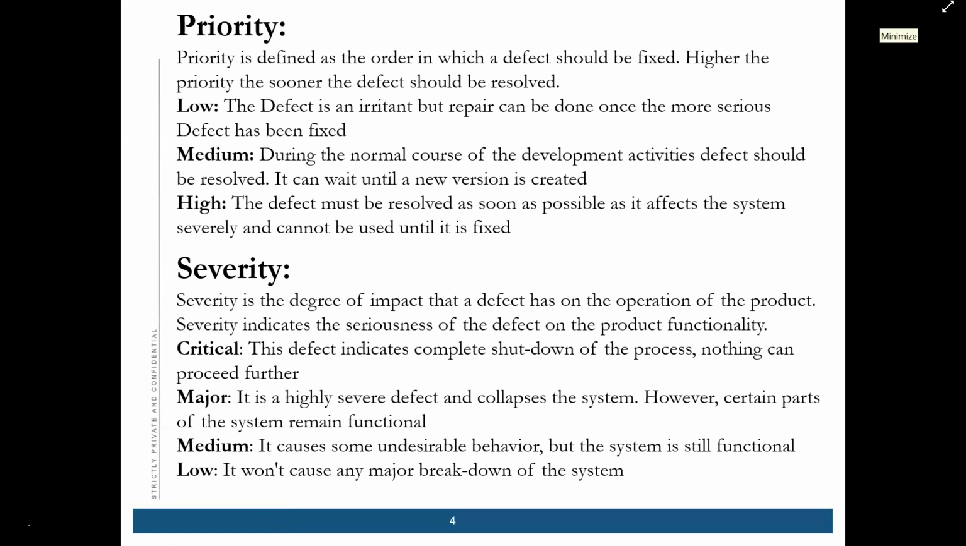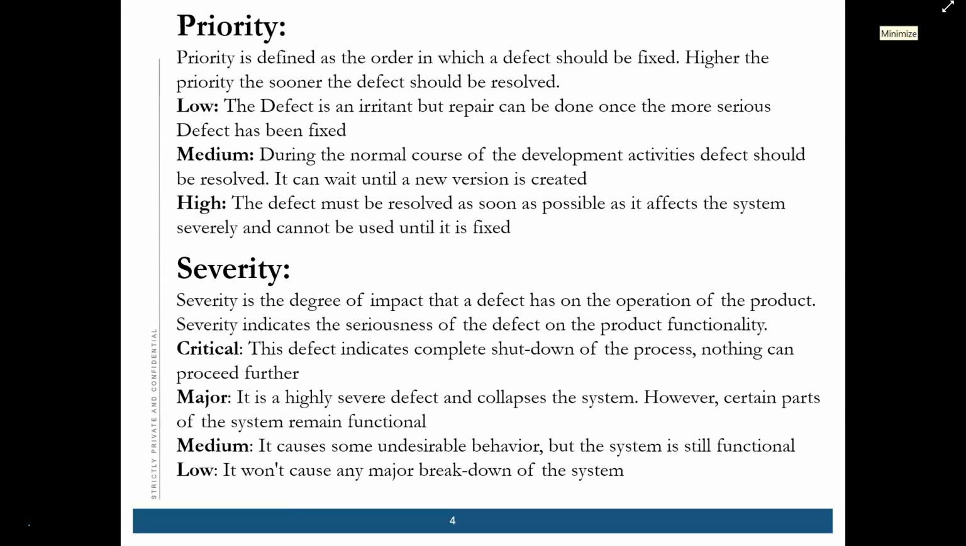Medium: during the normal course of the development activities, the defect should be resolved. It can wait until a new version is created. High: the defect must be resolved as soon as possible as it affects the system severely and it cannot be used until it is fixed. Correct. So high priority means it should be fixed immediately. And for severity, can you read for severity also?